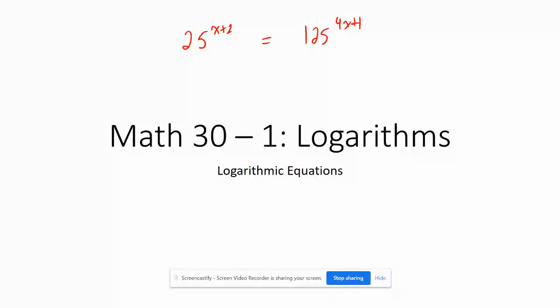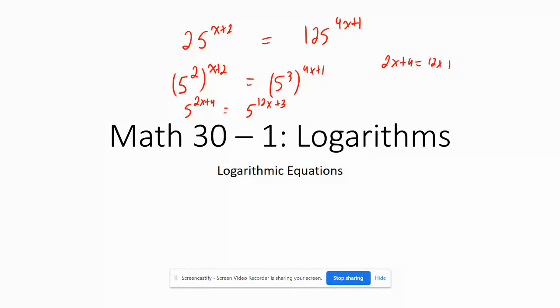Now the way we solved those was like 25 is equal to 5 squared to the x plus 2, and 125 is the same thing as 5 cubed to the 4x plus 1. And then that would be 5 to the 2x plus 4 equals 5 to the 12x plus 3. These both have the base 5, so therefore 2x plus 4 equals 12x plus 3. And then just isolate for x now. 10x equals 1, so 1/10 equals x.